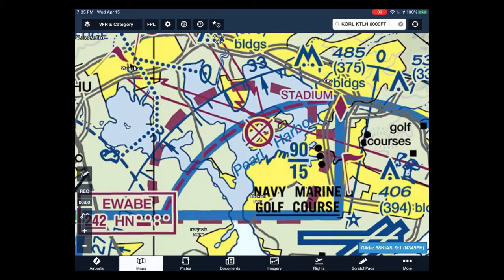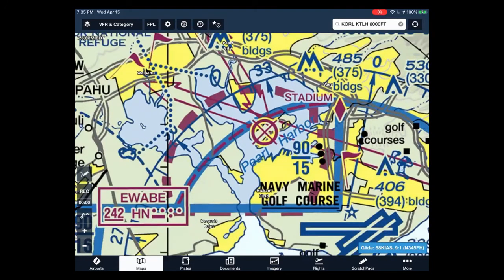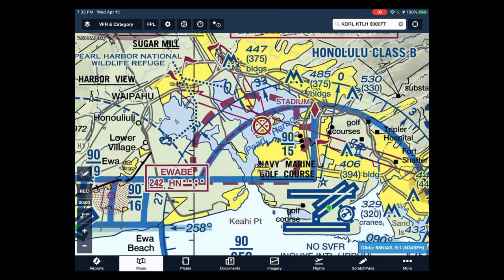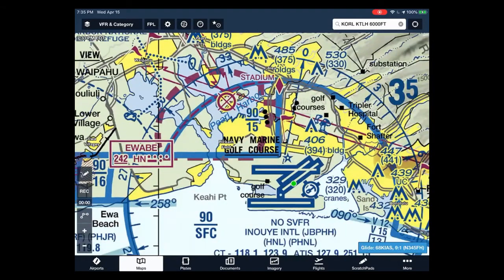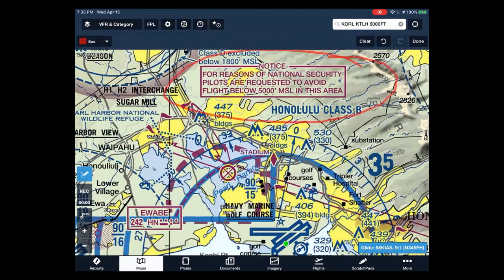Almost kind of like they want to protect that area, maybe for an approach in association with Honolulu, but then you kind of look and it's like, no, that doesn't line up with any of the runway, so that doesn't make sense. Of course, we do see a box to the north of the actual area that does give us a cue that we don't exactly know what this is on its own. But we do see for regions of national security, pilots are requested to avoid flight below 5,000 feet MSL in this area.